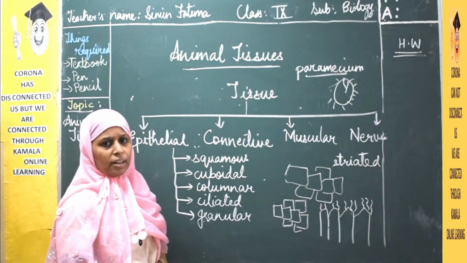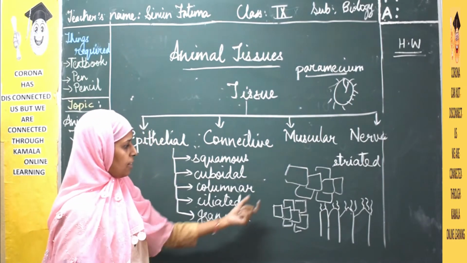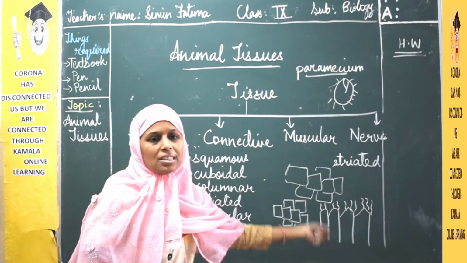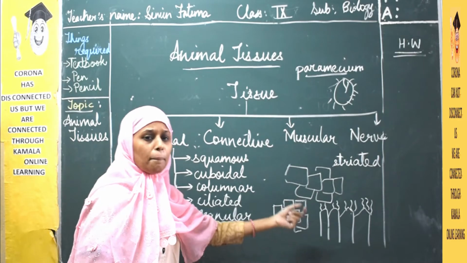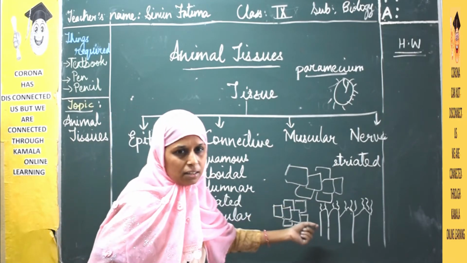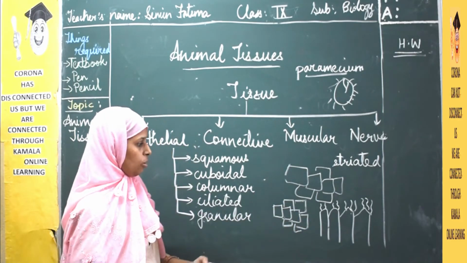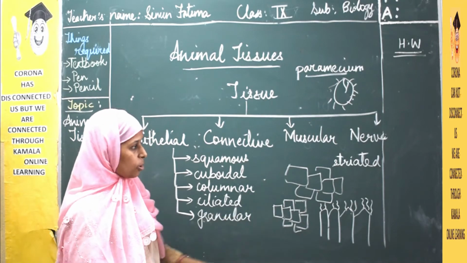Next one is granular epithelial tissue. Now granular is just a combination of all these types of tissue, and it is a multicellular gland. It is what? A multicellular gland. Okay, this was about the shape.